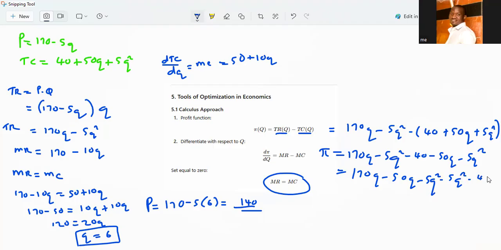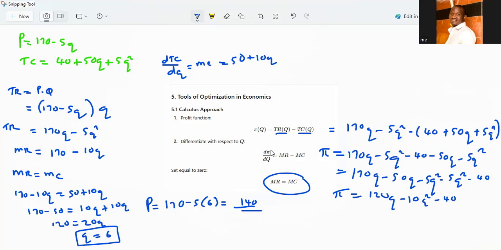Now we're following. So 170 minus 50 is what? 120Q. Minus 5 minus 5 minus 10Q squared. And the 40 is simply alone, it will be minus 40. So this is a profit function.